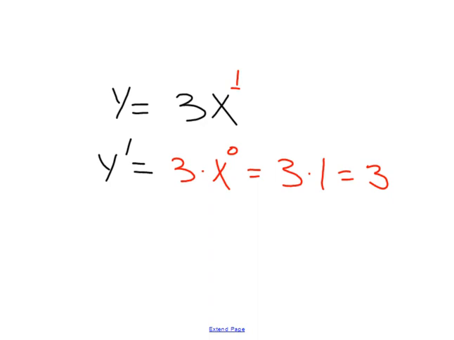So now think about this for a second. What is this? What is this shape? If you graph that, what is that? Be more specific. What kind of line?